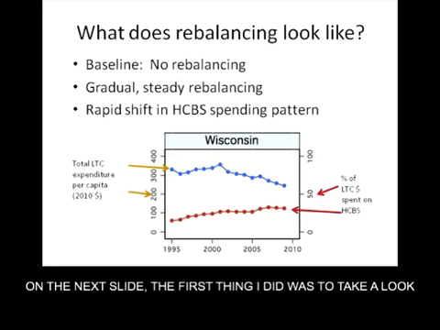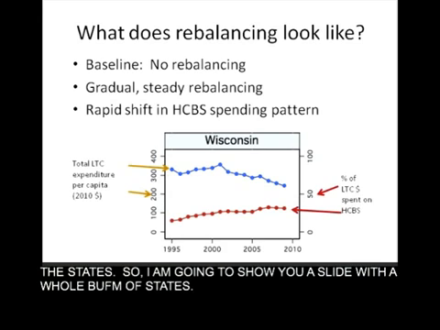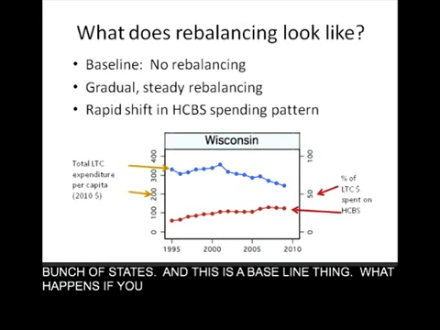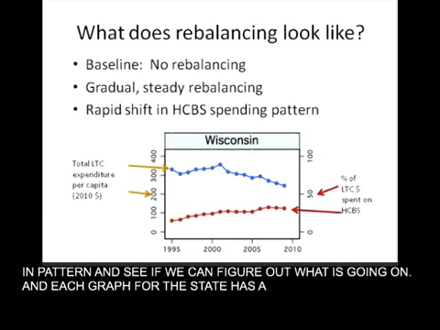Okay, on the next slide, the first thing I did was to take a look at state expenditures over the period and see what rebalancing actually looks like in the states. So I'm going to show you a slide with a whole bunch of states, and this is a kind of baseline thing, what happens if you don't do any rebalancing. And then I'm going to show you gradual, steady rebalancing, and then I'll show you a rapid shift in HCBS spending pattern and see if we can figure out what's going on.